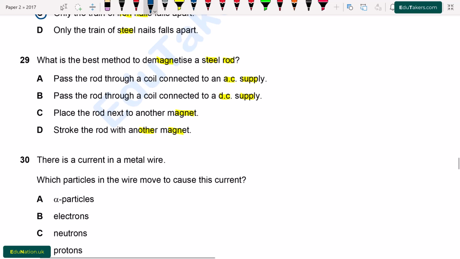So here we have to demagnetize a steel rod. For the demagnetization of the steel rod, we use AC supply, not the DC supply. It means that we have to pass the rod through a coil that is connected to the AC supply. From here, option A is correct.